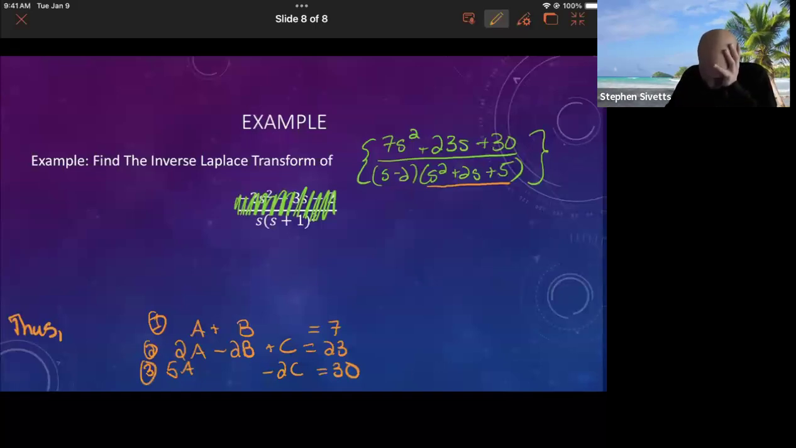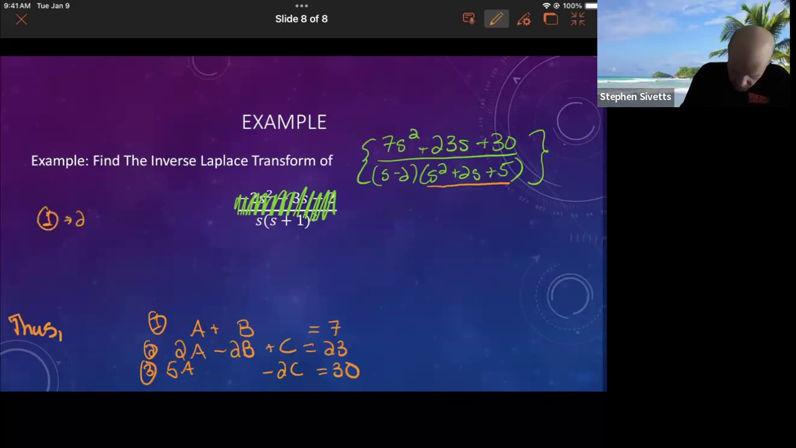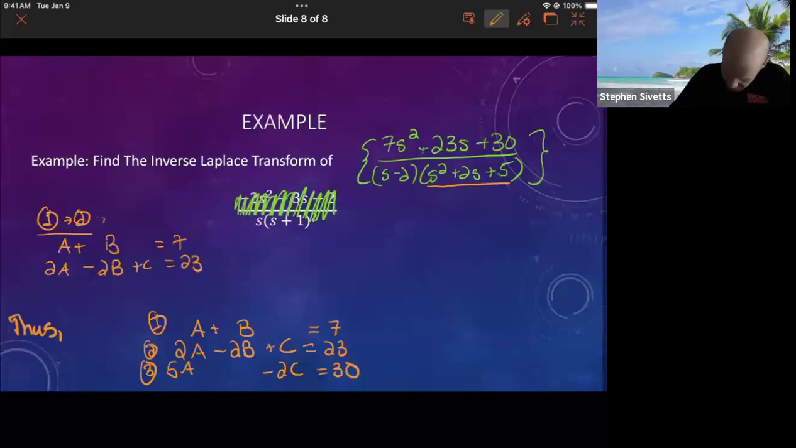We can use algebra to solve for the coefficients a, b, and c since we have a system of linear equations. Let me erase this too, because I'm going to need some room to work this out. So we have equation 1, 2, and 3. What if I want to use 1 and 2? If I use equations 1 and 2, I'll have a plus b equals 7, and then 2a minus 2b plus c equals 23. What I'm going to do here in the first equation is multiply by 2.